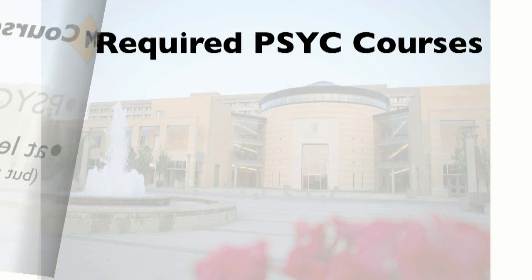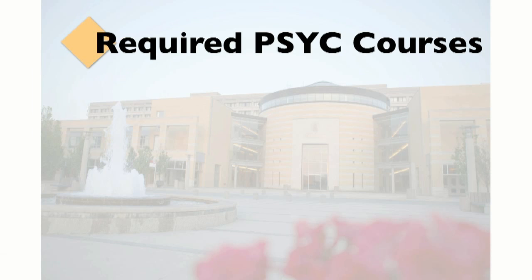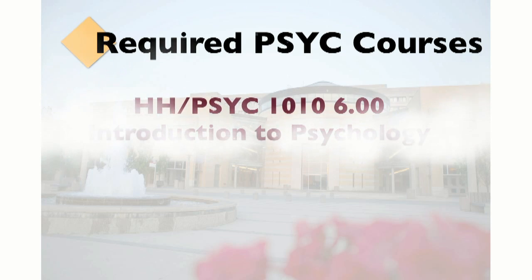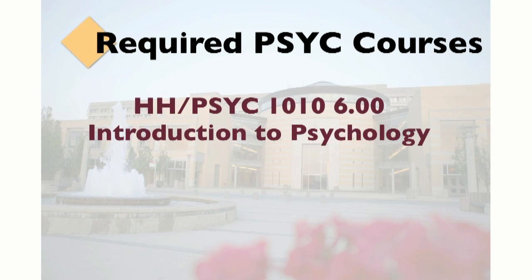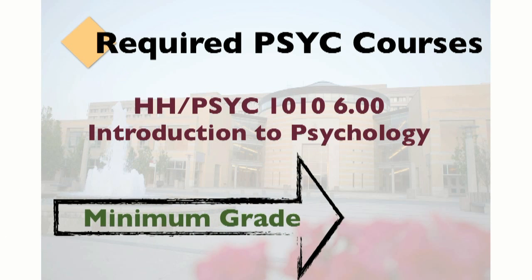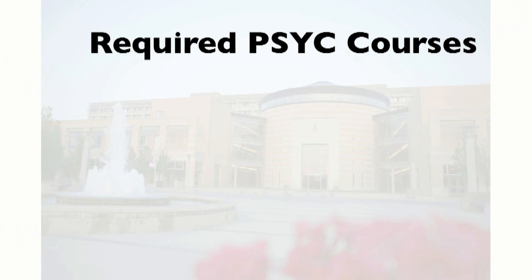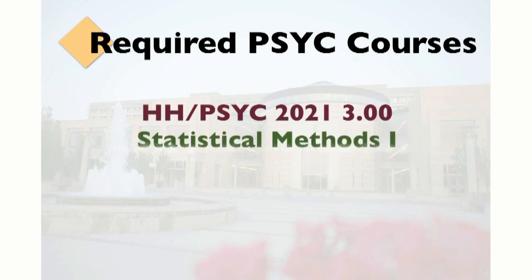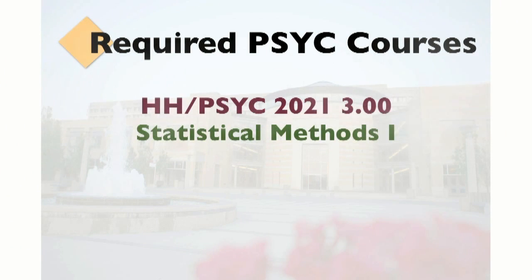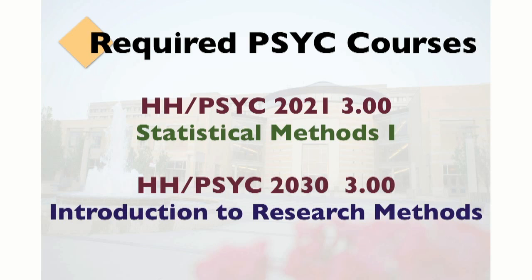As part of the 30 to 42 credits you require for your major, you must complete the following courses: Psych 1010, Introduction to Psychology, and achieve a minimum grade of C. You will also need to take Psych 2021, Statistical Methods 1, and Psych 2030, Introduction to Research Methods.